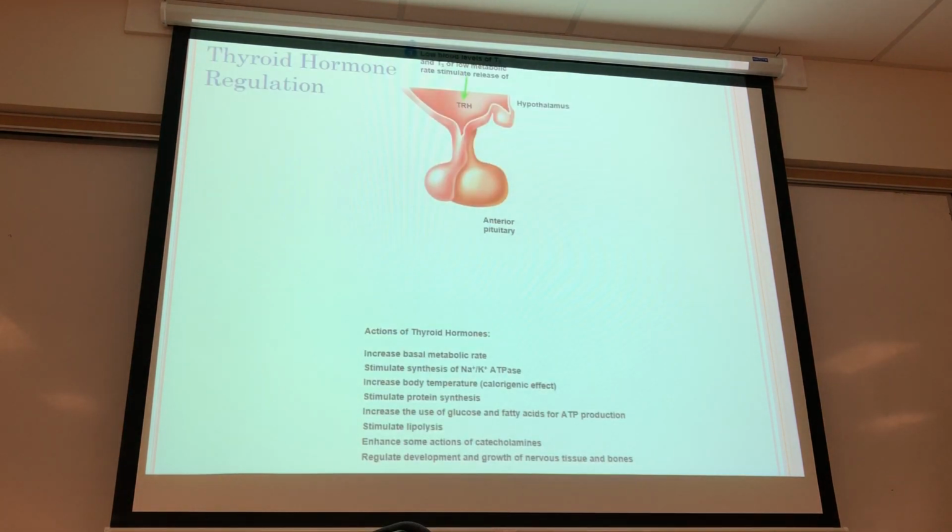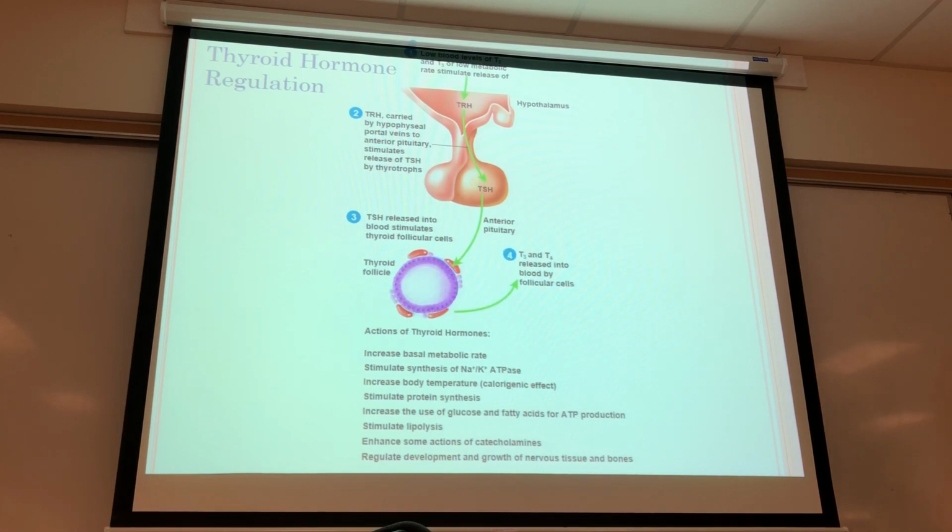The next slide over basically shows the same thing. T3 and T4 come back in and turn off TSH and TRH. Now, when T3 and T4 are low, looking at, let me just draw the receptors over here. And this is a receptor for thyroxine, or T4.